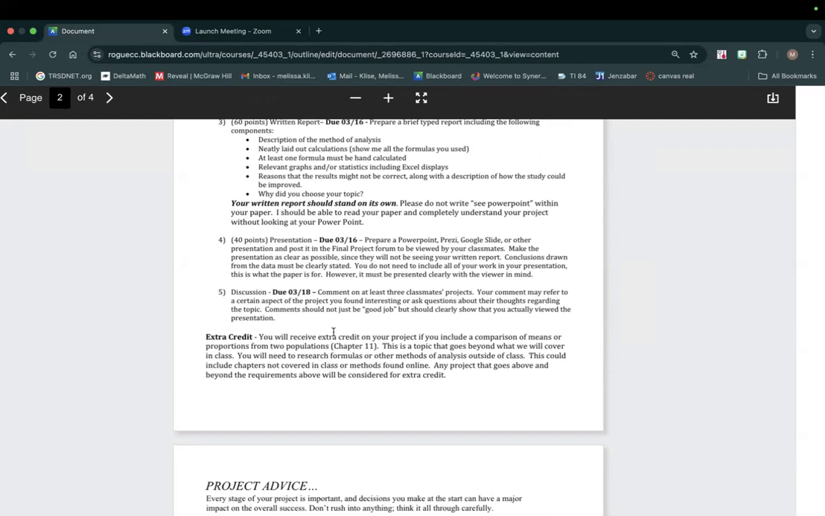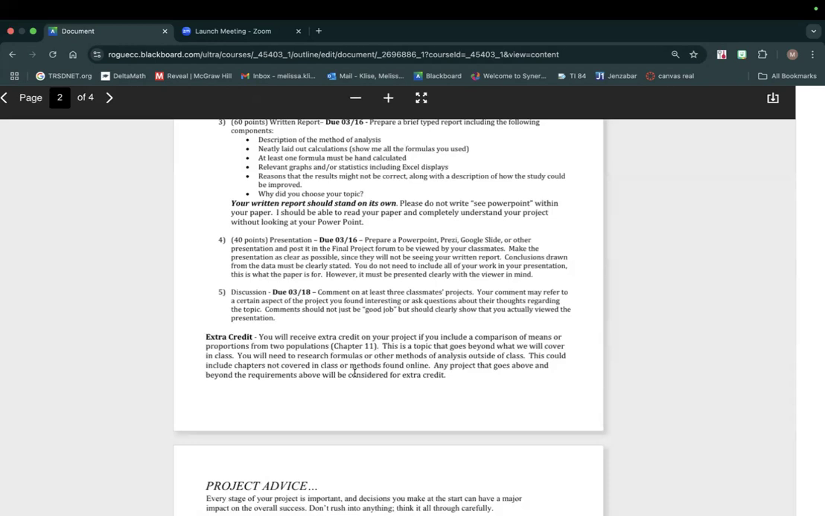And there's other things. If you're going to use other statistical methods that are beyond chapter 11, and you want to know, hey, will that suffice for the extra credit? Send me a message and tell me what you're thinking of using, and I will take a look and let you know if that will work. I've only had two projects ever get extra credit in my class, but it's mostly because nobody really tries.